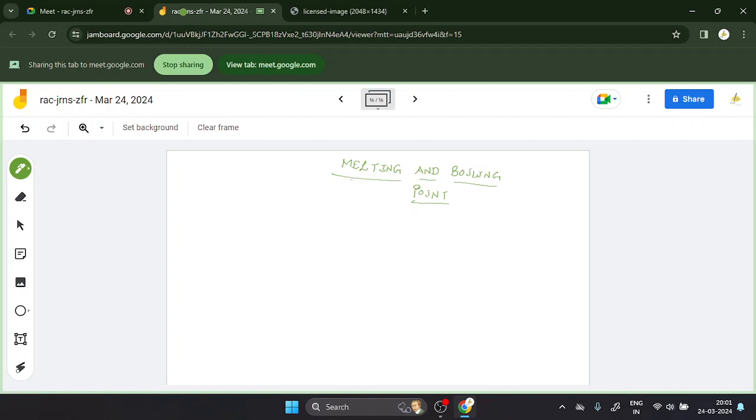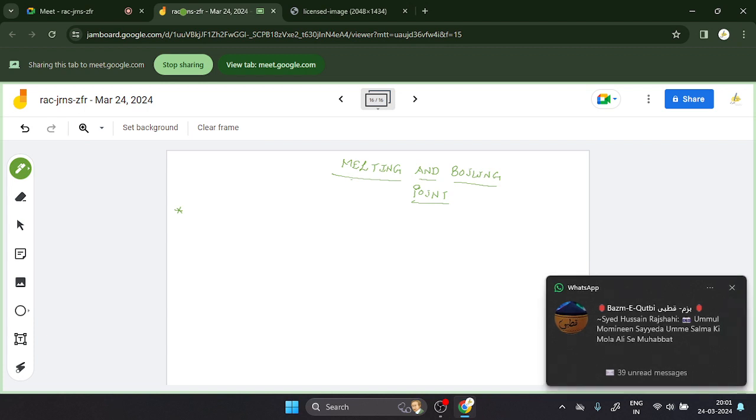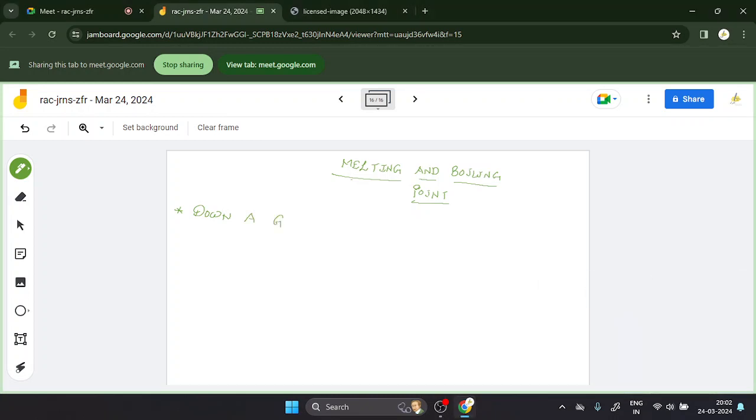Now, melting and boiling points of metals will decrease on going down the group. We are first talking about down the group. So down a group, just write this, down a group, what is going to happen? Down a group, melting and boiling point of metals will decrease. For melting point I am writing MP and BP. Clear? Melting and boiling points of metals decreases.